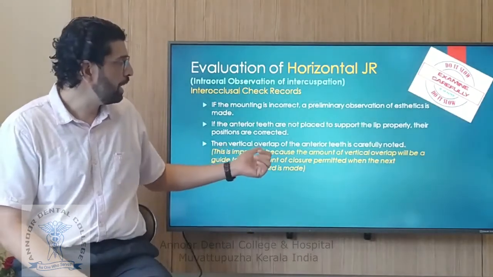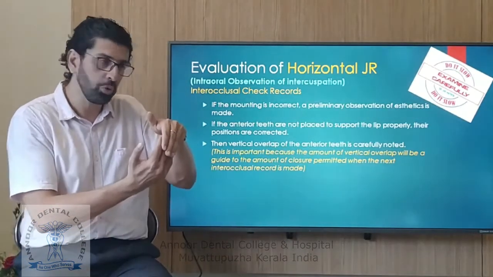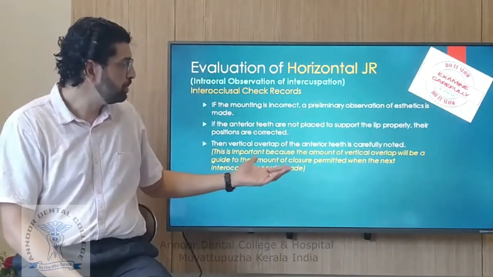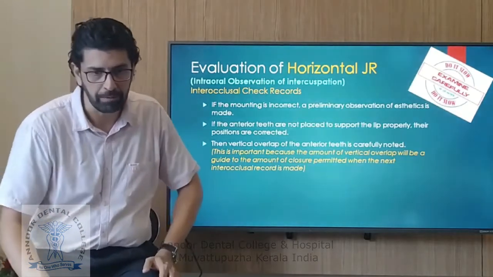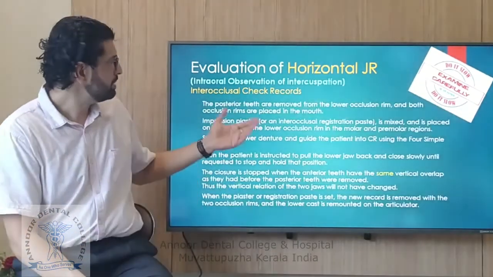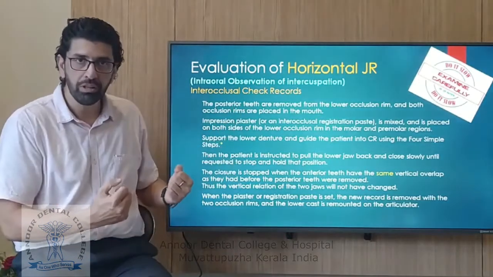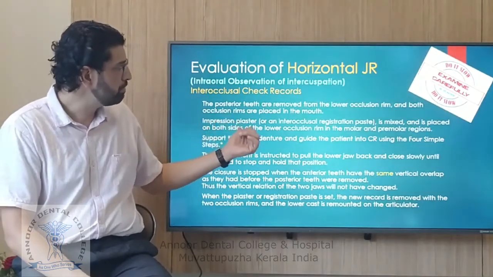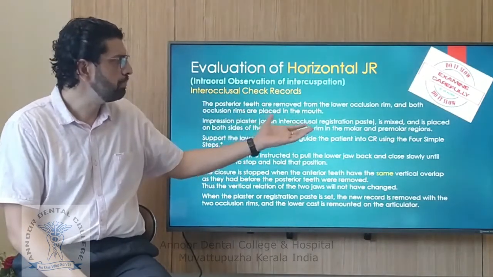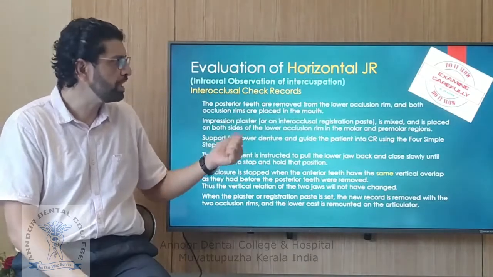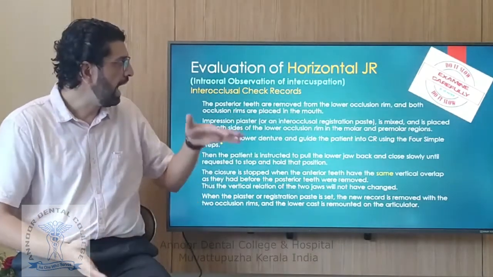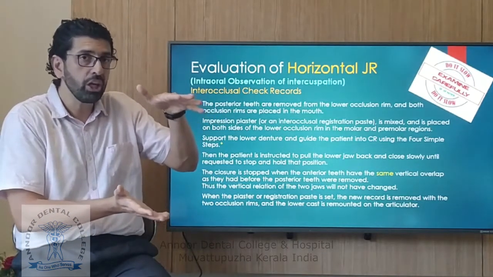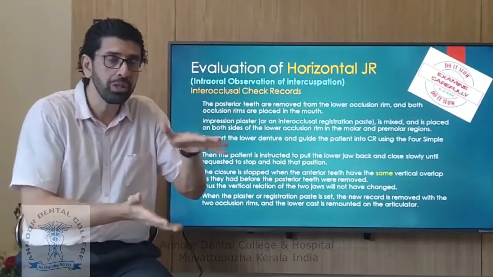Okay? The vertical overlap of the anterior teeth is carefully noted. That's what I told you, right? This is important because the vertical overlap will be the thing that will guide you into how much closure is permitted. So once this is done, then the posterior teeth are removed from the lower occlusion rim. Both the occlusal rims are placed in the mouth, and impression plaster or any interocclusal bite registration paste is mixed and placed on both sides of the lower occlusal rim in the molar and premolar region, and the patient is asked to close slowly.